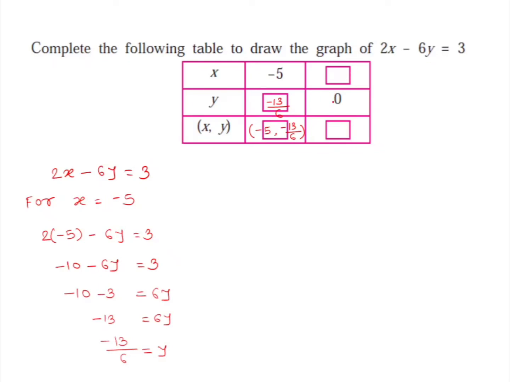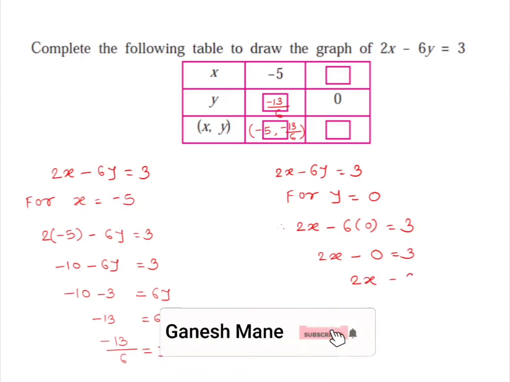Now in the second column the value of y is given, so we have to again consider the same equation 2x minus 6y equal to 3. Now here the value of variable y is given, so for y equal to 0, that means we have to find the value of variable x for y equal to 0. So for that we have to substitute the variable y by 0 in the given equation. So the equation will become 2x minus 6 into 0 equal to 3. Now 2x minus 6 into 0, that's 0, equal to 3. So 2x minus 0, that's 2x, equal to 3.